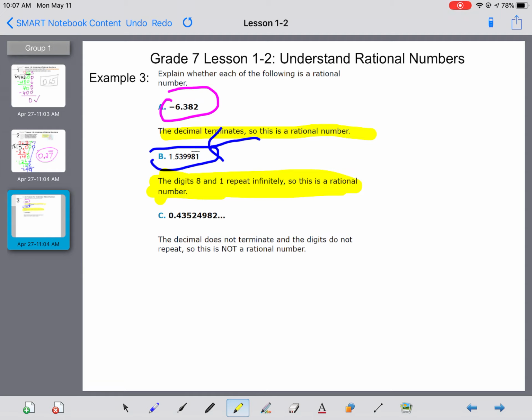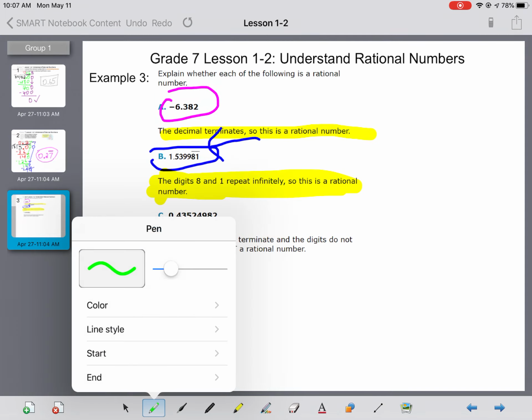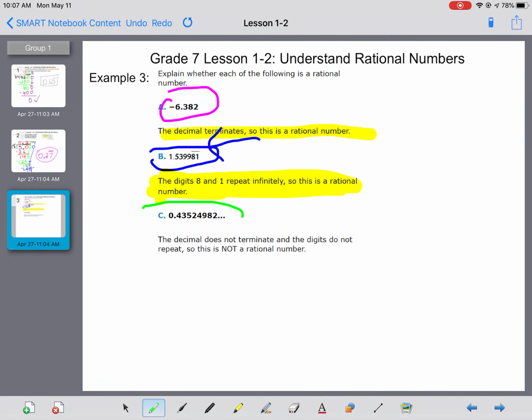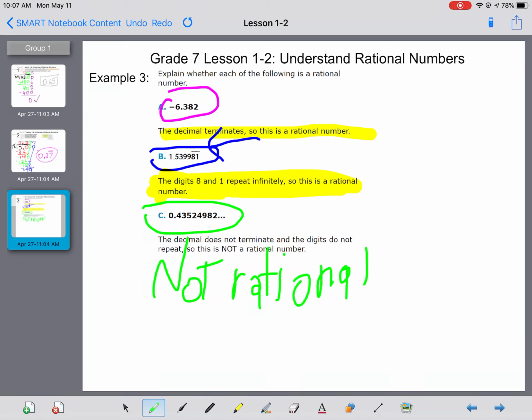Last but not least, let's look at C. It says 0.43524982 ... That ... means a bunch of numbers are coming after, and I don't see any signal that there's repeating going on. So because there's no repeating and this goes on forever, that means C, as it states, is not rational because it doesn't repeat and it doesn't end.